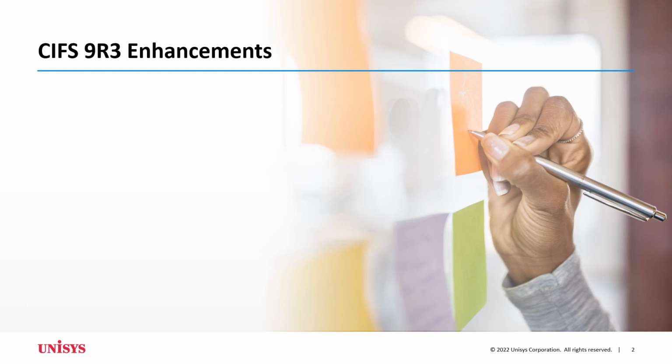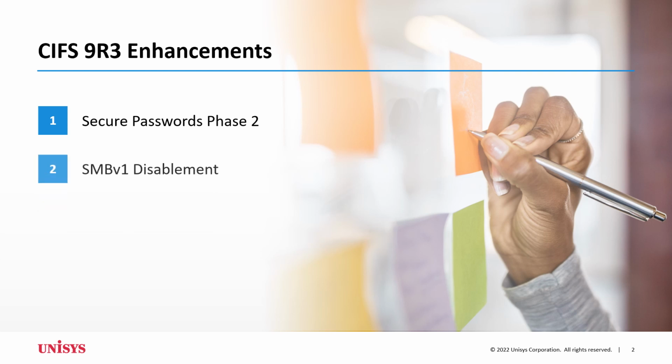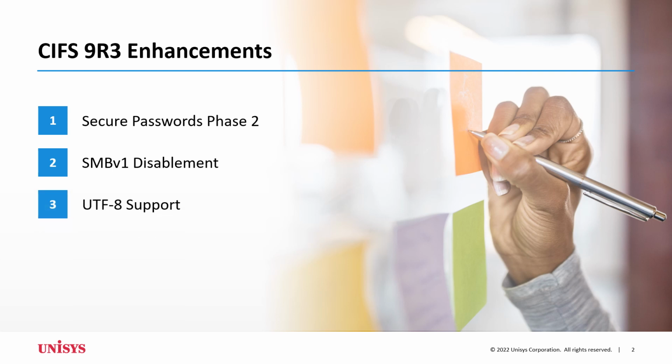There are several new features in CIFS Level 9R3. The Secure Passwords feature adds support for the latest exec password requirements. There is an option to disable SMB1, which is first implemented in CIFS 9R2 IC3. UTF-8 expands Unicode support for the basic multilingual plane via SMB, Xlate, and supported utilities. Let's look at each of these in a little more detail.